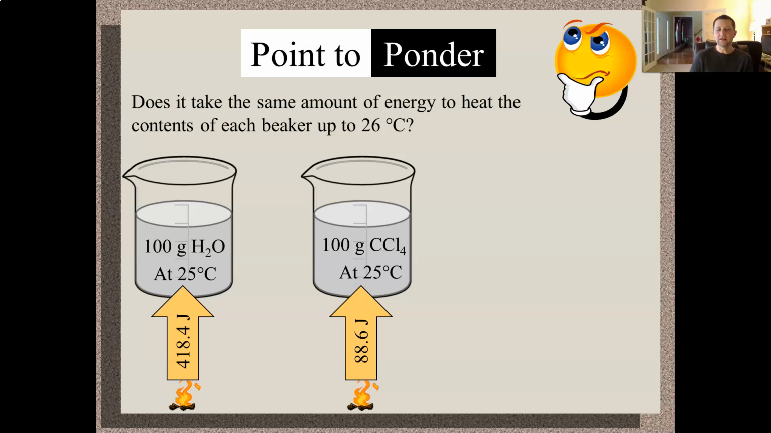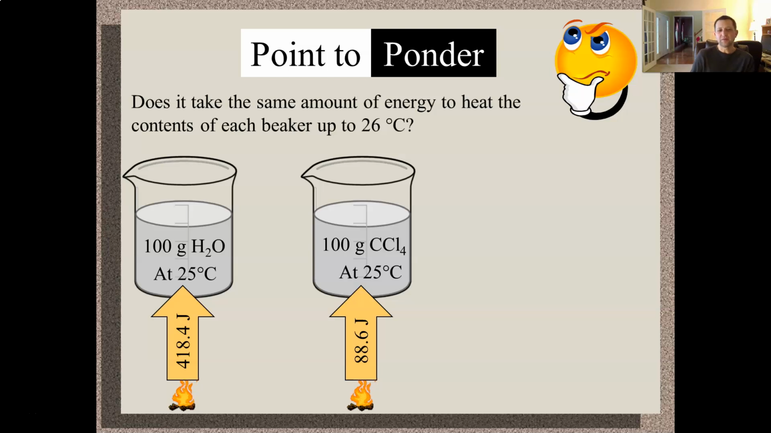And the reason being goes all the way back to the first couple units of the course, where we looked at the structures of these various molecules and the intermolecular forces of attraction that hold them together. So with water, we have hydrogen bonding as the primary force of attraction, and for carbon tetrachloride, we have London dispersion as the primary forces of attraction there.